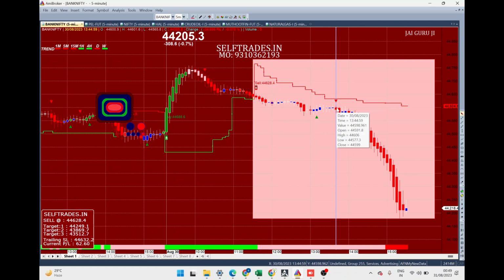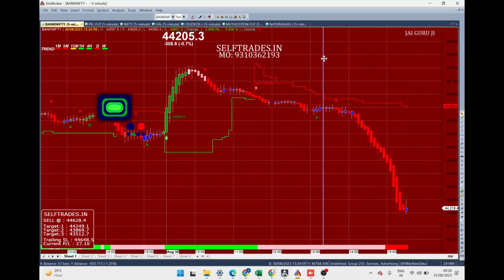At around 13:45, we again got a sell signal, a red triangle. Now again, please understand this. This is very important. One thing is clear: we are only selling or we are taking a put option. So whenever we get a red triangle, we will take an entry, and whenever we get a green triangle, we will exit our position or book profit.